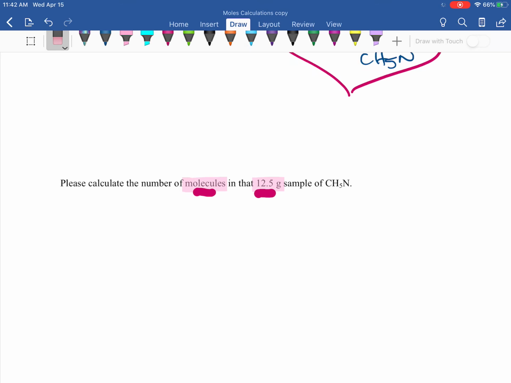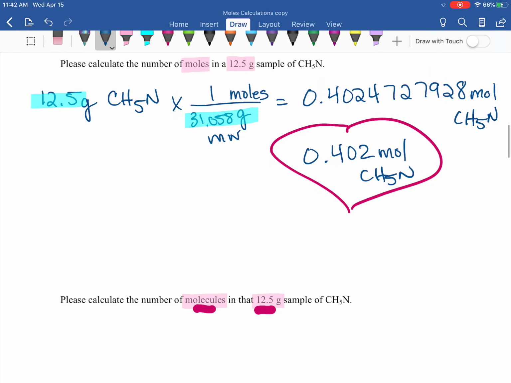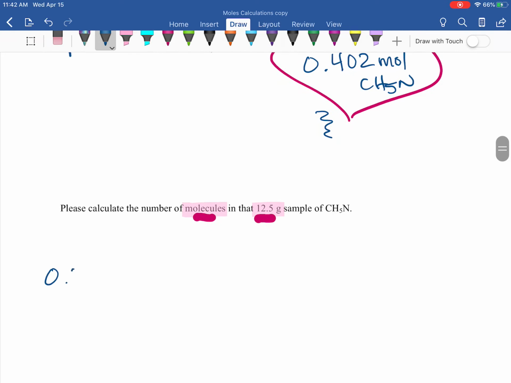Okay, so we've already calculated moles in the last problem, so let's take that number. That was our last problem. Let's scroll up a little bit. We just went from our 12.5 grams right here to our 0.402 moles. So I'm just going to take that number.